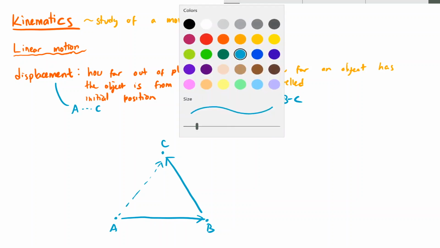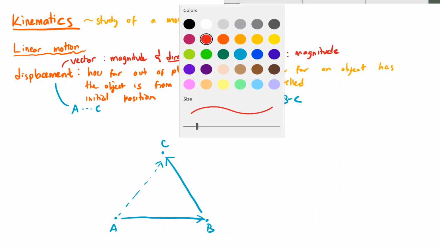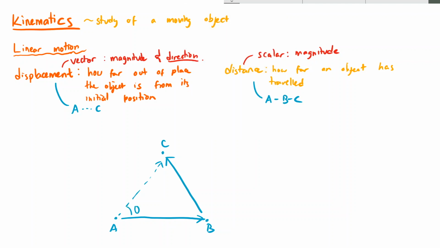Why? Because displacement is a vector quantity, which means it has both magnitude and direction. Distance is a scalar, so it only has magnitude. So when we say the displacement is A to C, we have to specify it with an angle theta. The displacement is A to C, theta degrees from the positive x-axis, something like that.